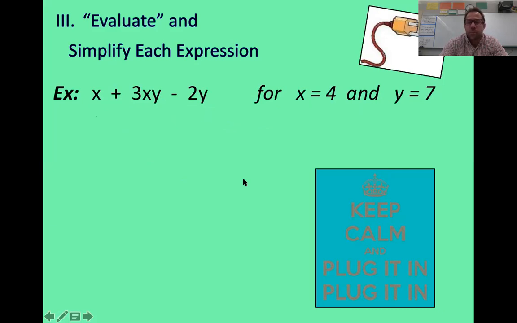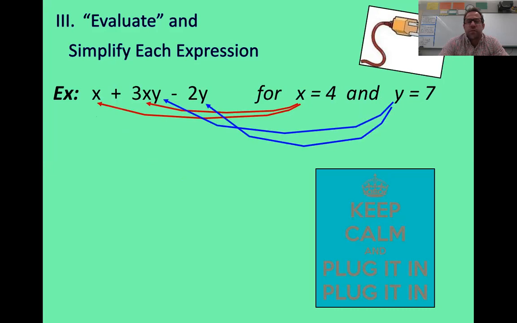Whoops, let me do that. So I'm plugging in to the X. I'm going to plug in a 4 into both of those, and then I want to plug in 7s there. When I rewrite this, the variables are now going to be gone.